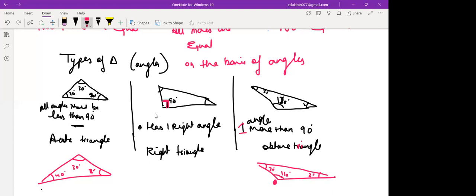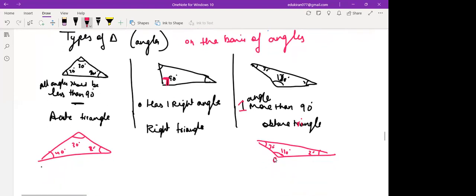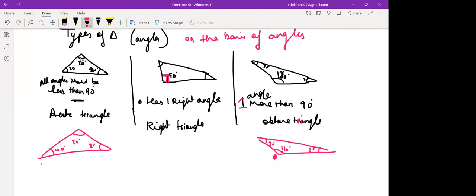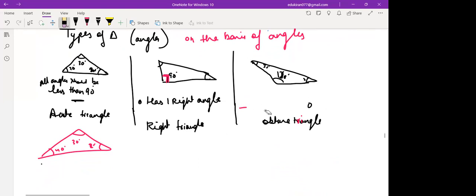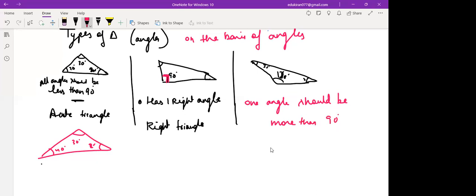Obtuse triangle is basically that triangle in which one angle should be more than 90 degrees. I'm just writing it again in case you are not getting it. So over here, one angle should be more than 90 degrees. So this is an obtuse triangle. Clear?